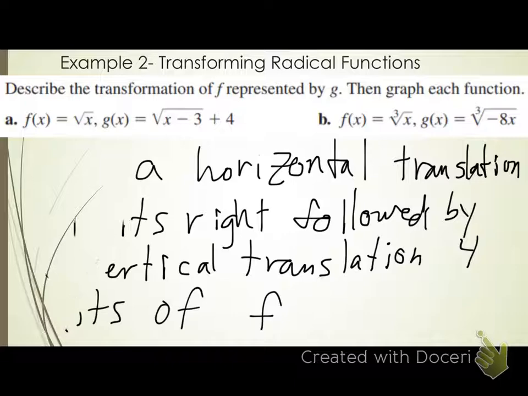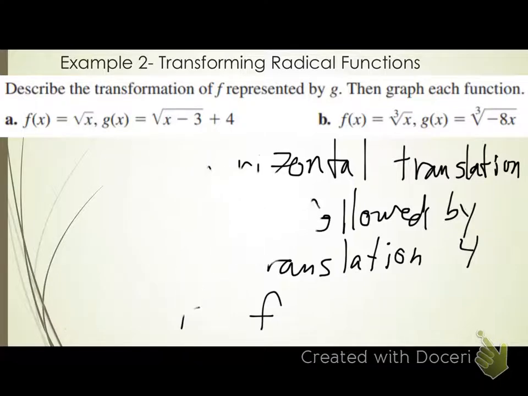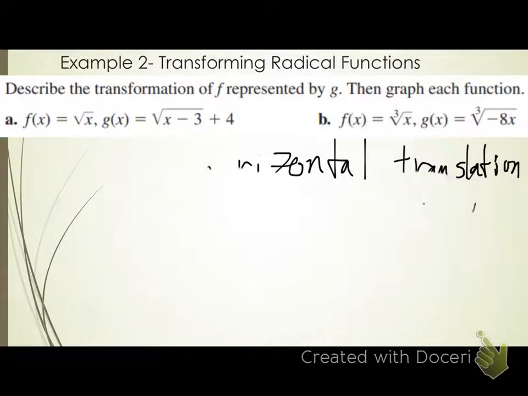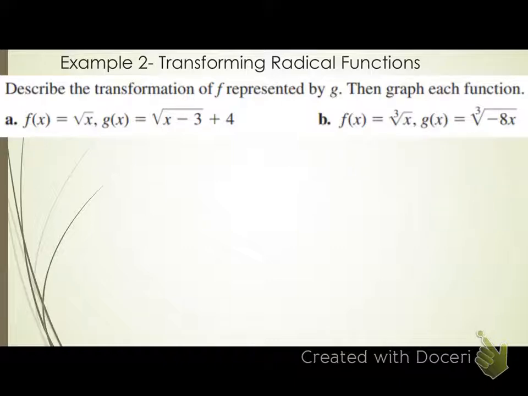Letter B. We have our cube root parent function, cube root of x. And then we have g of x equals the cube root of negative 8x. Do we have to write the first part down? What do you mean? The f of x? Yeah, we need to write that. You may want to write it down. I always like to have the parent function there to compare it to. So, it wants us to describe the transformation of f represented by g first, and then to graph it.